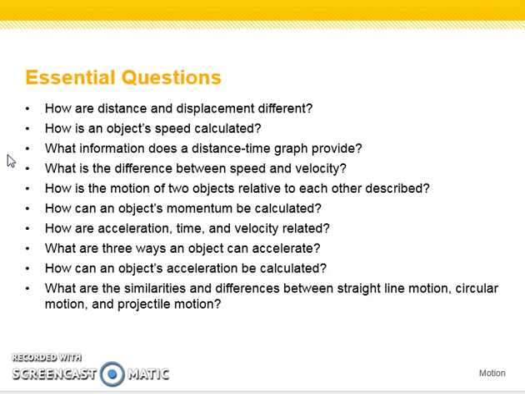How are distance and displacement different? How is an object's speed calculated? What information does a distance time graph provide? What is the difference between speed and velocity? How is the motion of two objects relative to each other described?